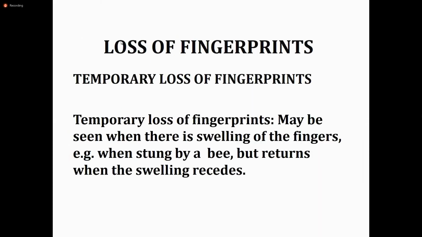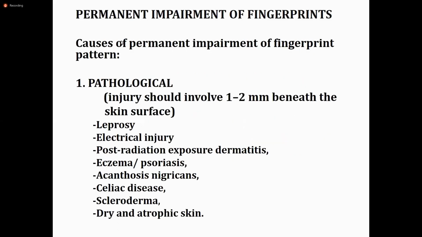Now, loss of fingerprint. Temporary loss of fingerprints may be seen when there's swelling of the fingers, when stung by a bee, but returns when the swelling recedes. Then the permanent impairment of the fingerprint. Pathologically, injury should involve at least 1 to 2 millimeters of skin area beneath the skin surface, so that you can have a permanent impairment of fingerprints. Okay, permanent impairment is because of leprosy, electrical injury, post-radiation exposure dermatitis.